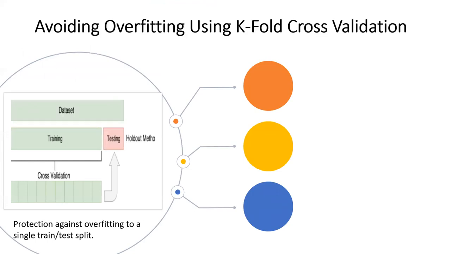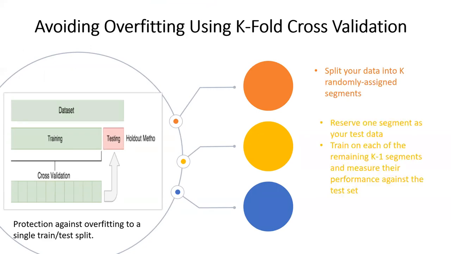Let's look at how to avoid overfitting using k-fold cross validation. It is a robust process where the data is segmented into k segments, and one segment is reserved for test data, and k minus 1 segments are trained, measuring their performance. The same is repeated until all the k segments are used, then the average is taken to calculate its performance.